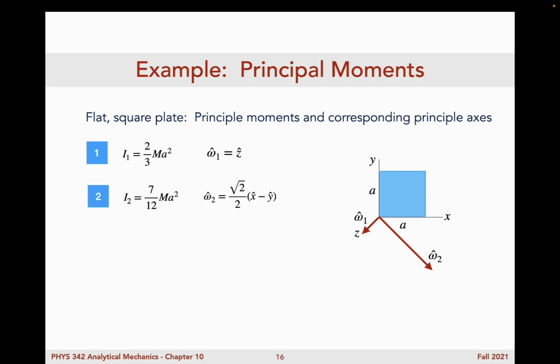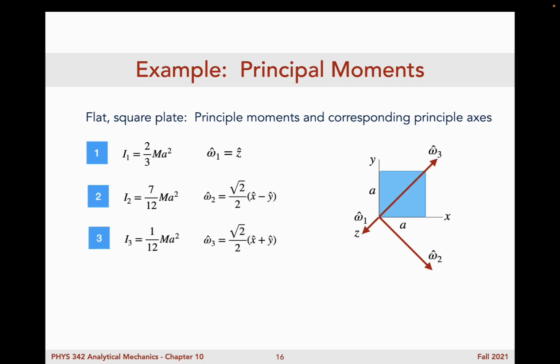The second one we found had a moment of inertia of 7/12 ma squared. This eigenvector had a positive x component and a negative y component. So positive x, negative y, it'll be pointing down and to the right in the xy plane. If we spin this plate around that vector, it will have a moment of inertia 7/12 ma squared, and again, you don't need a torque to do it.